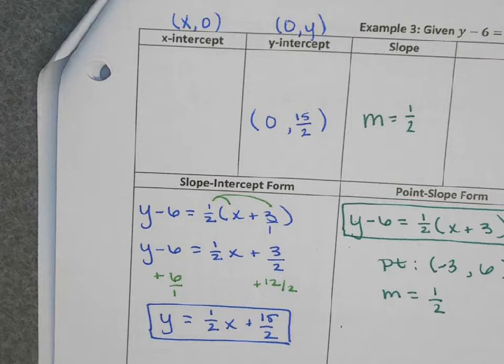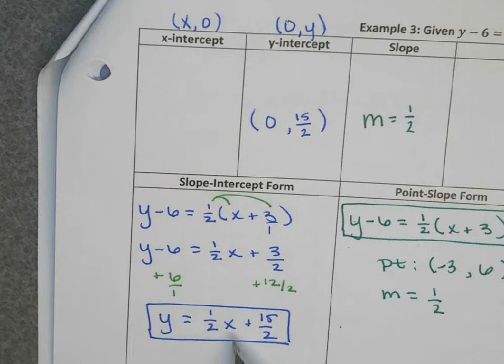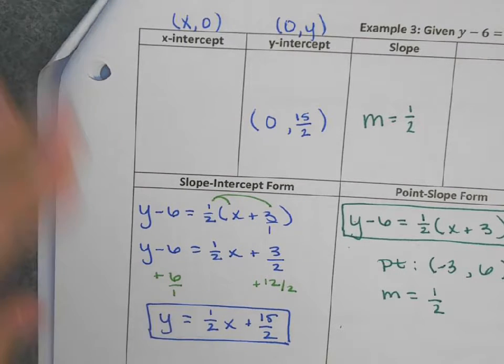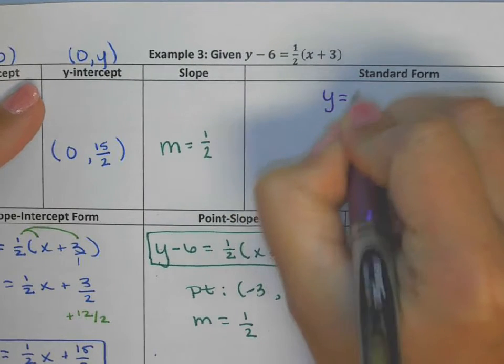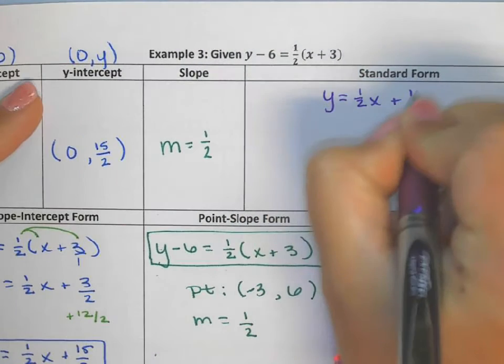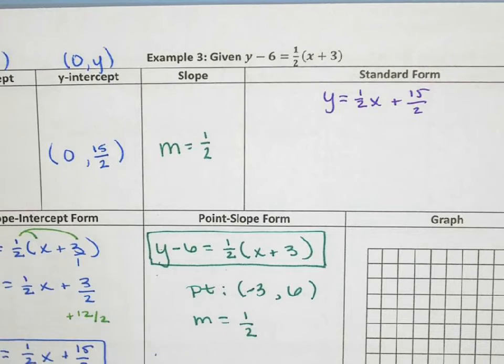Standard form? Okay. So do you guys want to find standard form from slope-intercept form or point-slope form? Honestly, it doesn't matter. But if you do it from point-slope form, you're going to first get it to here and then move it to standard form anyways. So I would take it from slope-intercept form. So I would start with y equals 1/2 x plus 15/2. And what do you guys want to do first?